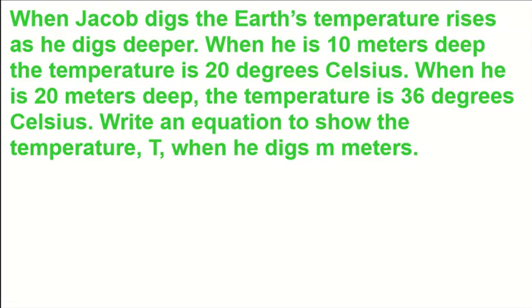All right, y'all try this one. When Jacob digs, the Earth's temperature rises as he digs deeper. When he is 10 meters deep, the temperature is 20 degrees Celsius. When he is 20 meters deep, the temperature is 36 degrees Celsius. We need an equation to show the temperature T when he digs m meters. Use the correct variables here.